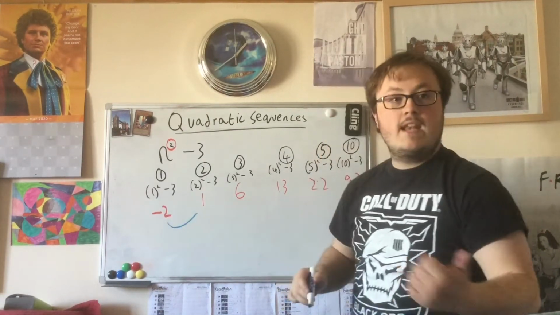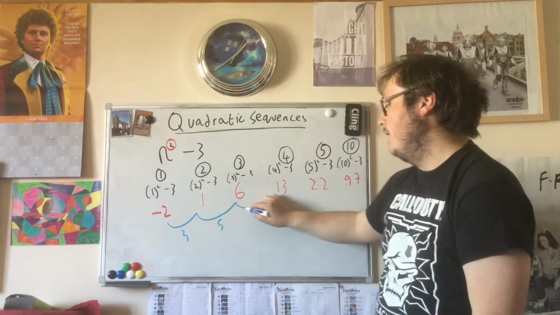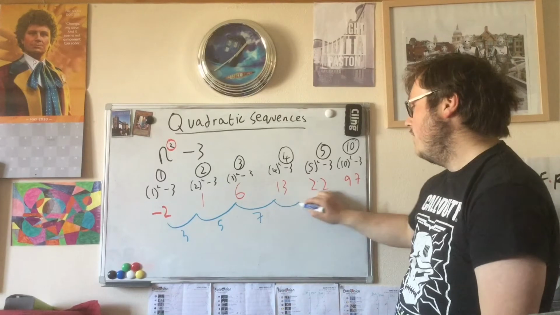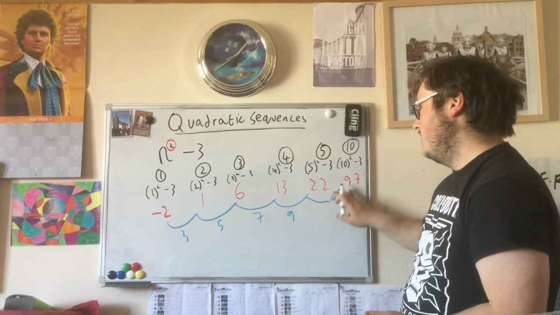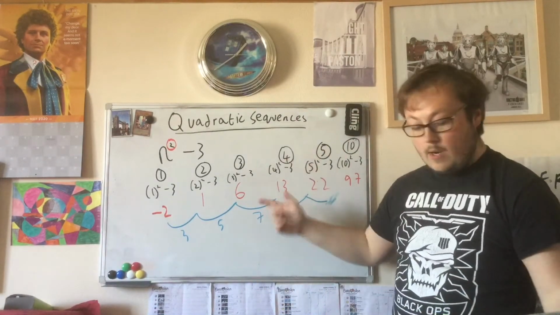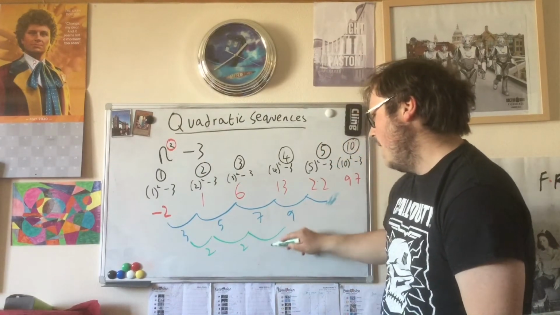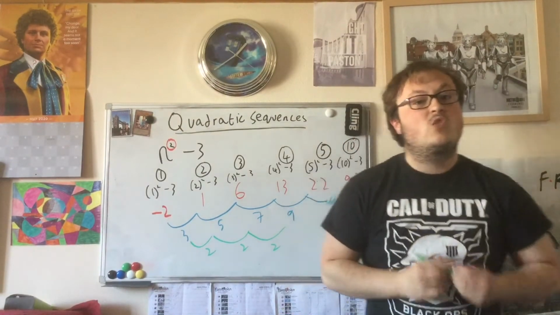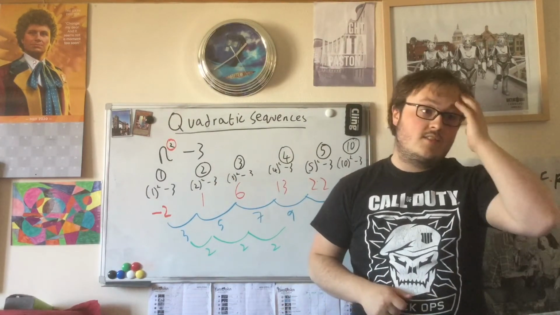The difference between negative 2 and 1 is 3. Between 1 and 6, 5. 6 and 13, 7. 13 and 22, 9. And 22 and 97, they're different terms, so we don't go any further. But the difference between those differences are all 2. And because those differences between those differences are the same, this is a quadratic sequence.